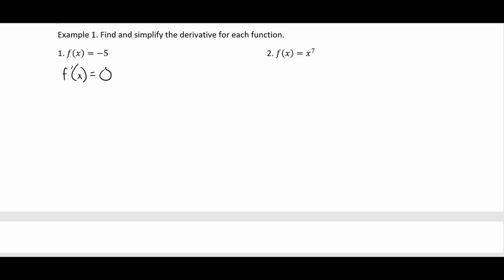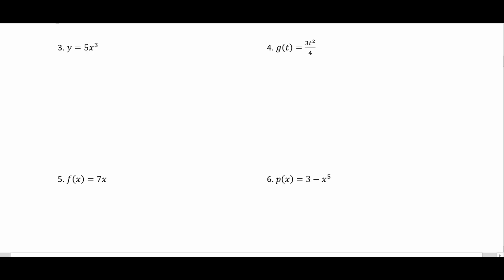For the second one, f of x equals x to the 7th. This one just uses our power rule. So f prime of x then. In this case, our power is 7, so we bring the power down, so this becomes 7. The variable stays the same, so this becomes 7x to the 7 minus 1, or 7x to the 6 is our derivative.